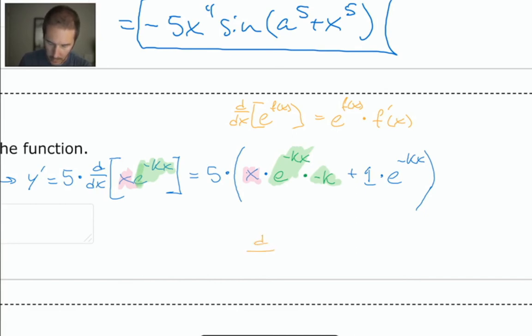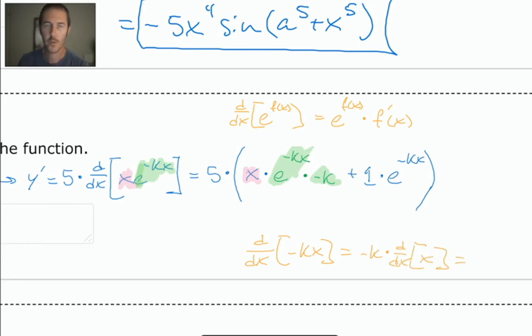The derivative of negative kx. Now, k is a constant value, and negative is like a multiple of negative 1. So negative 1 times a constant times x. I can factor those constant values out of this little derivative. I can write this as negative k times the derivative of x.